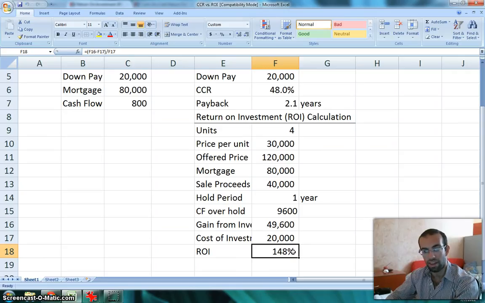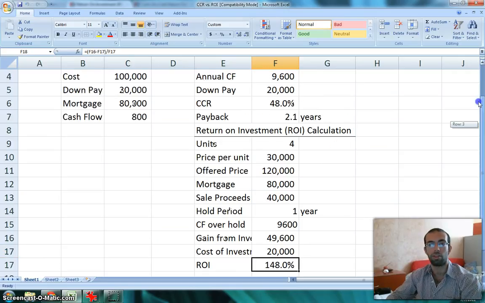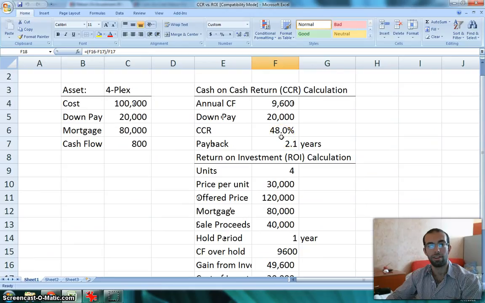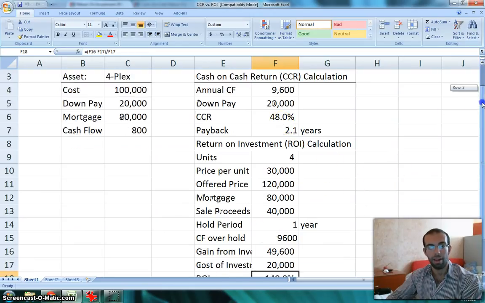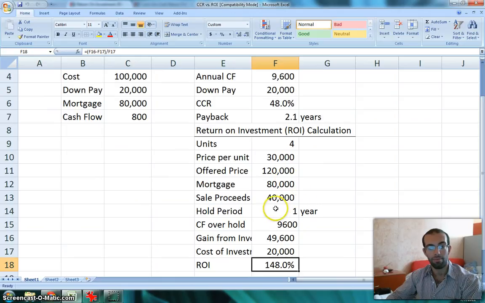which is different than the cash-on-cash return, because the cash-on-cash return only took into consideration the cash flows that we were making, not the sale proceeds. In this example, our gain from sale, we made $40,000, which is doubling our down payment amount, the amount that we put into the investment. So that's a 100% gain, and that is why this ROI is 148%. 100% of it is coming from the gain on investment, and 48% is coming from the cash flow return.